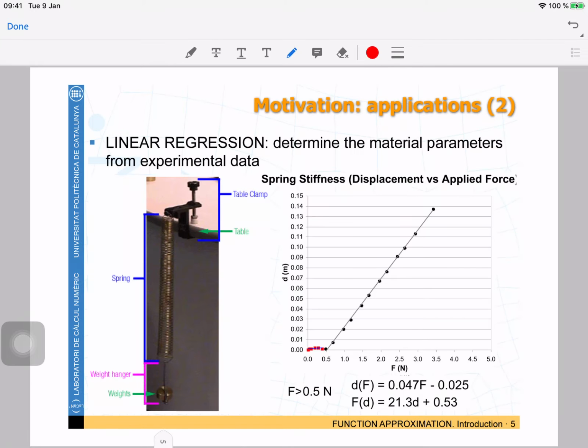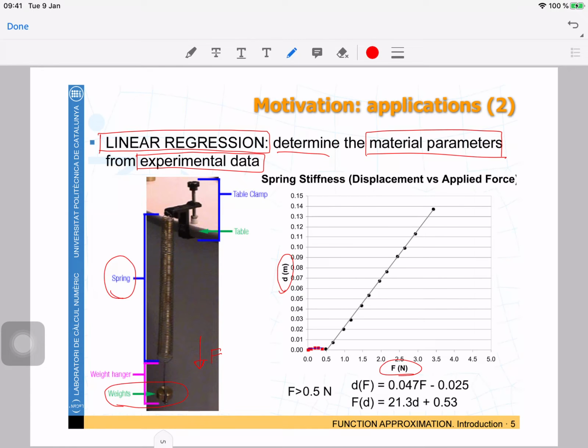Another example of functional approximation is linear regression, and here we want to determine the material parameters from experimental data. As an example, you consider a spring that you attach some weights to the end of this spring, and then basically you are applying a force to the end of this spring. So by increasing the weights, basically the displacement of a spring increases. So the displacement here, d, you can plot it as a function of f, and these points, these black points, basically is your measurement. So you measure the displacement by increasing the weights or the force.